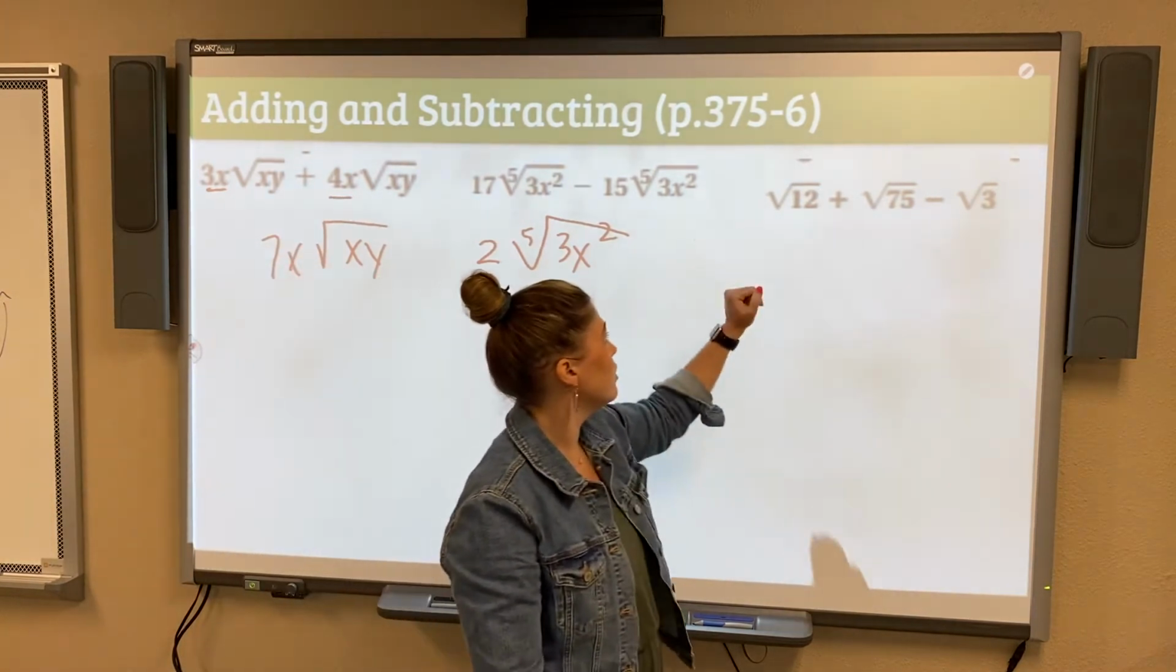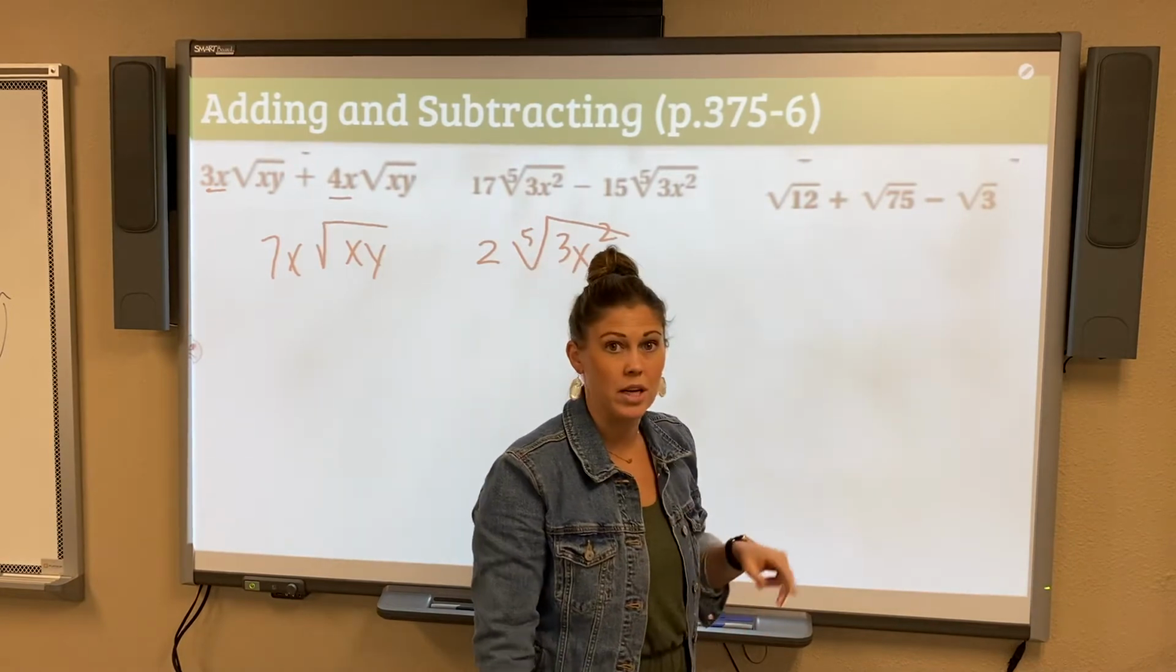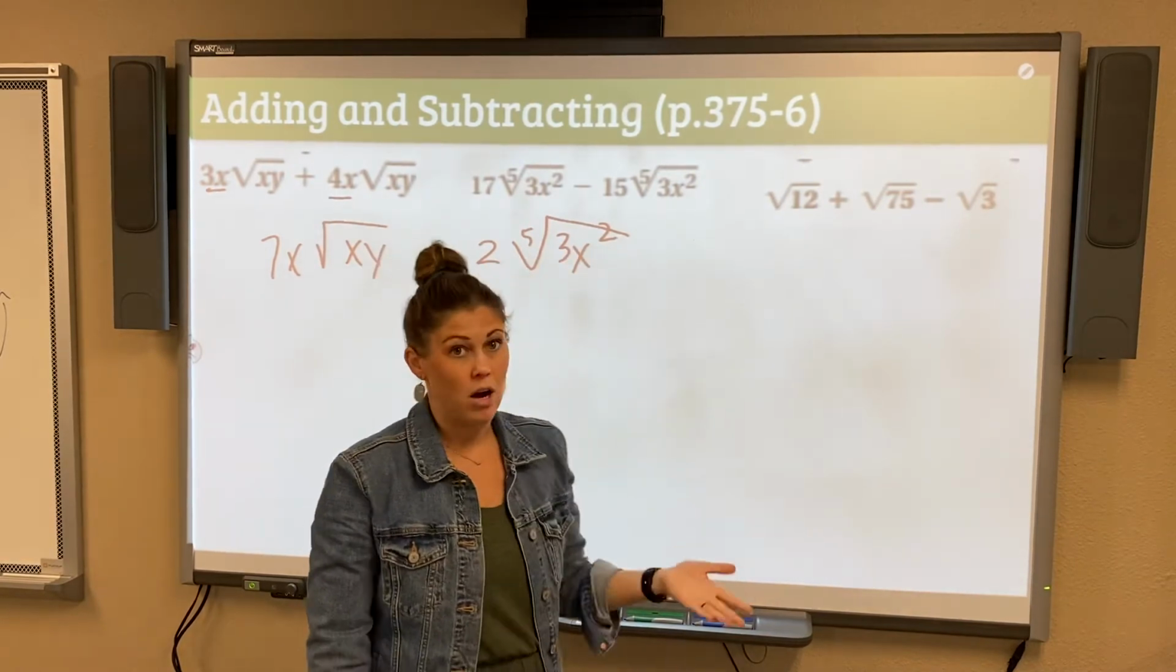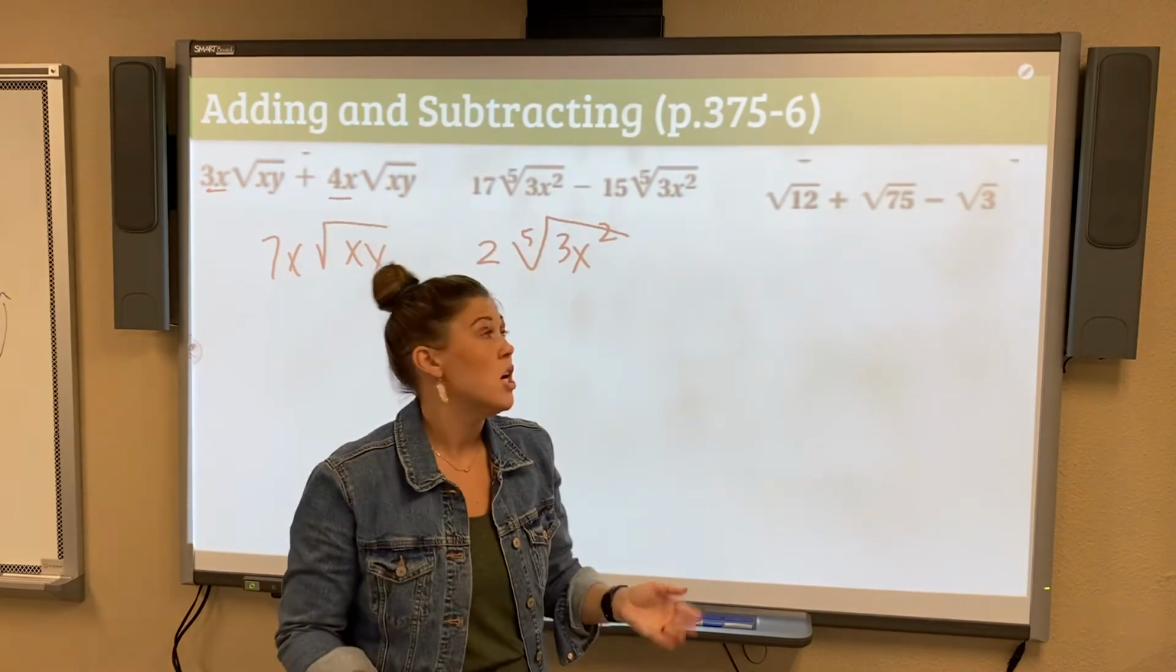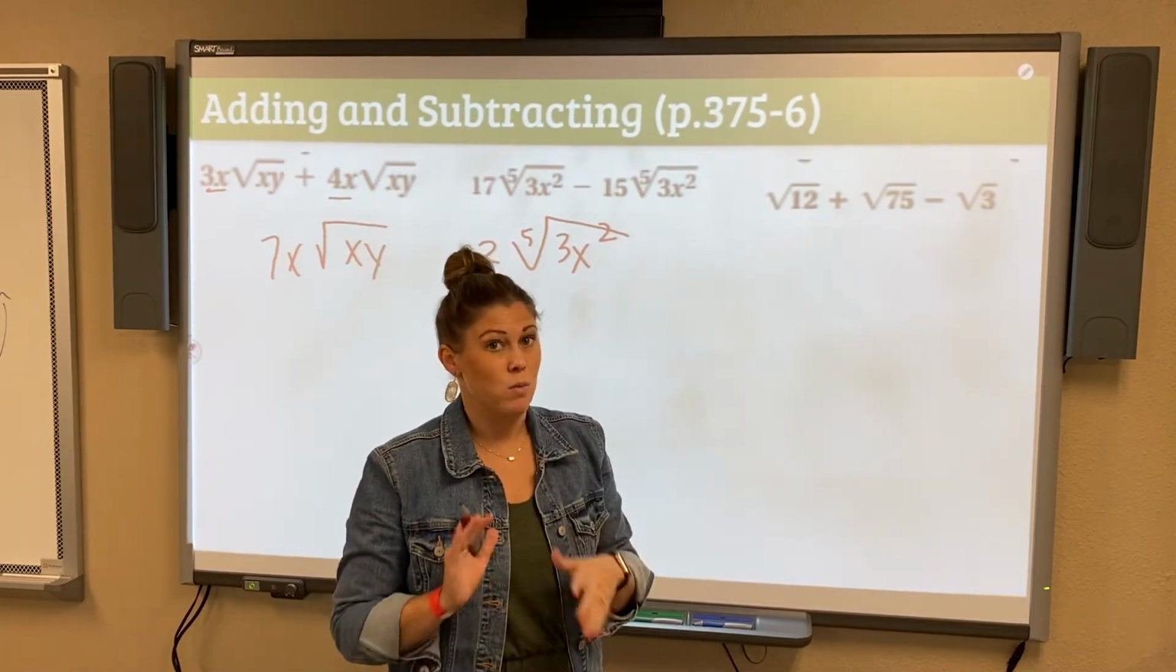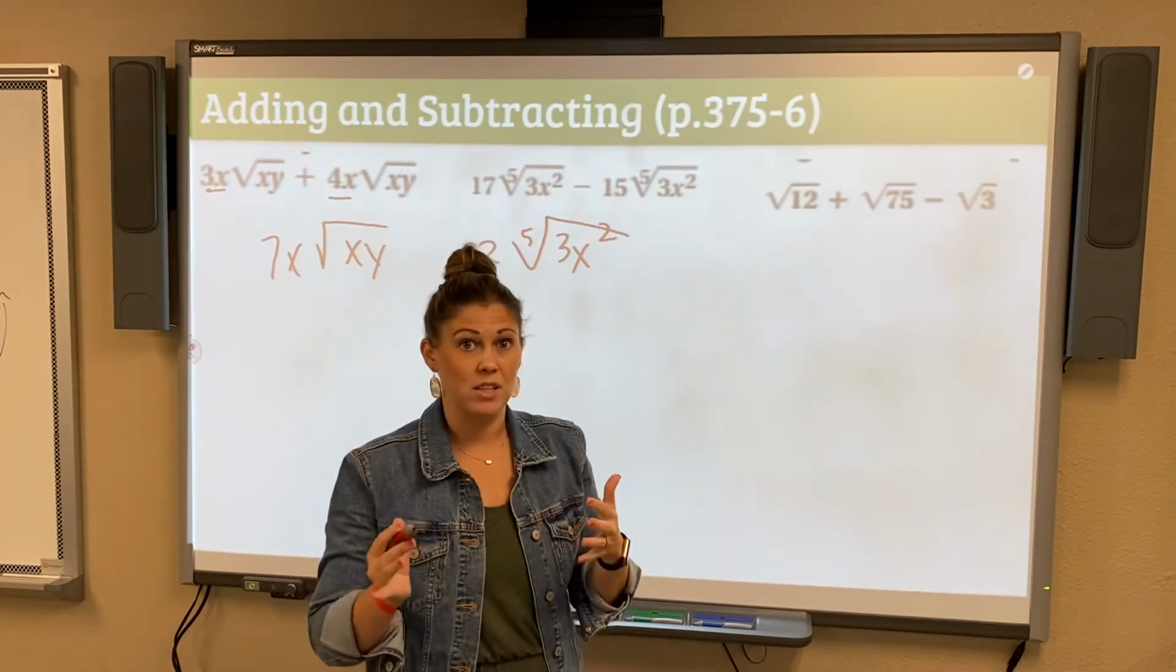Here we have root 12 plus root 75 minus root 3. Those are obviously not the same under the radicals. However, they can be simplified. So the square root of 12, we need to make sure that we simplify these radical numbers.